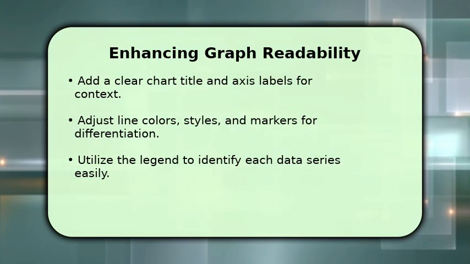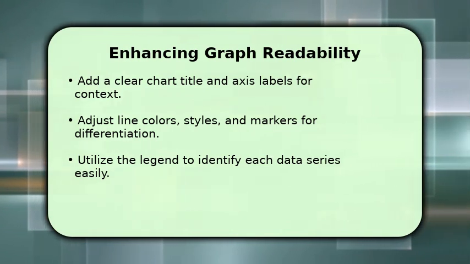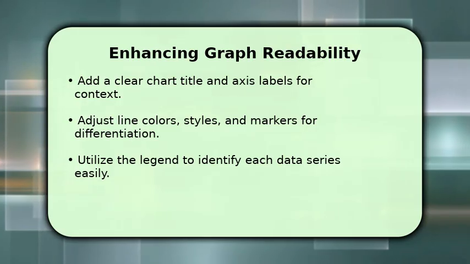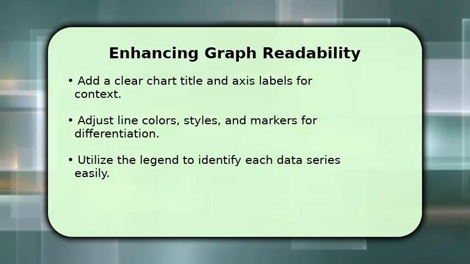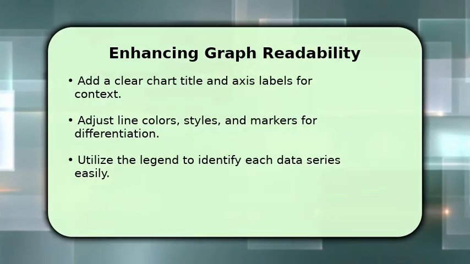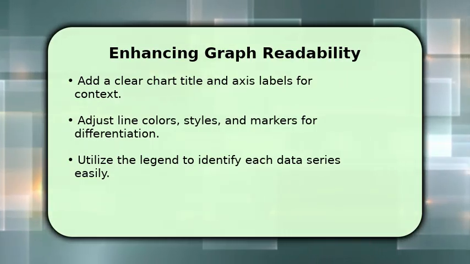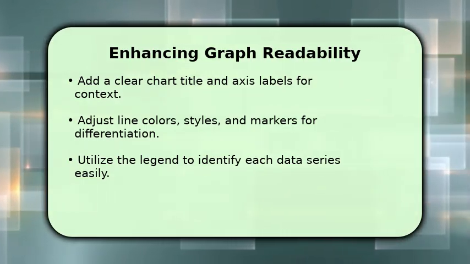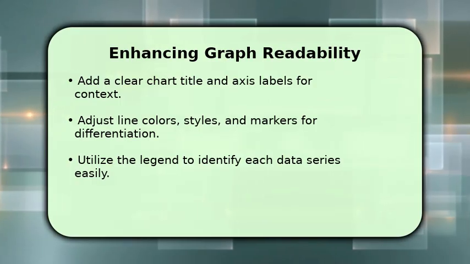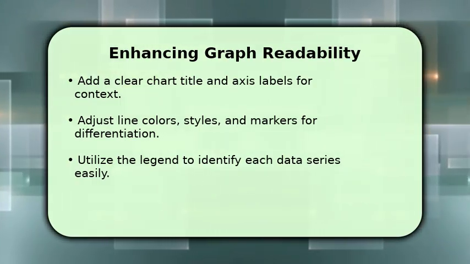With your basic graph in place, it's time to make it more informative and visually appealing. Click on the chart to reveal the chart design and format tabs. Here, you can add a descriptive chart title and labels for both your horizontal and vertical axes. Experiment with different line colors, thicknesses, and markers to distinguish each data series clearly. A well-placed legend is also essential for viewers to understand what each line represents.